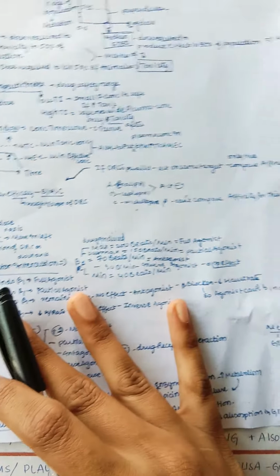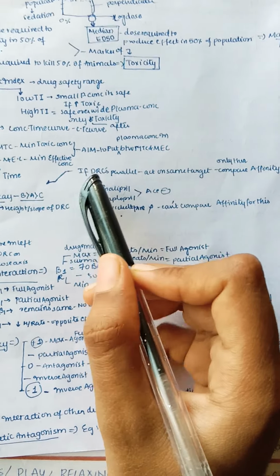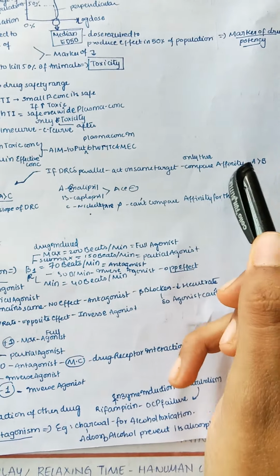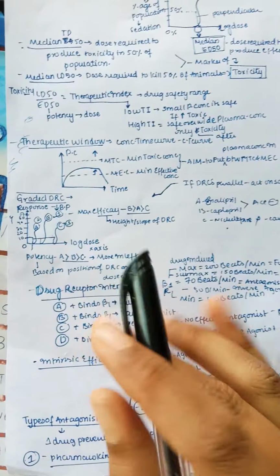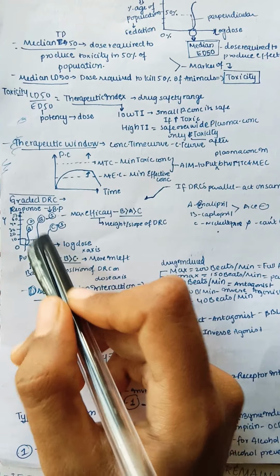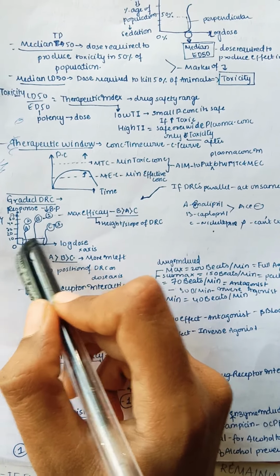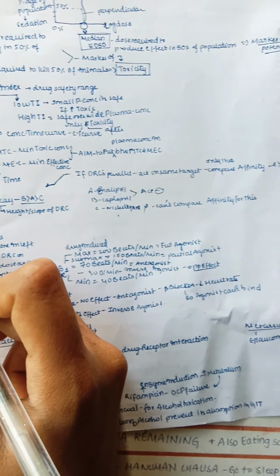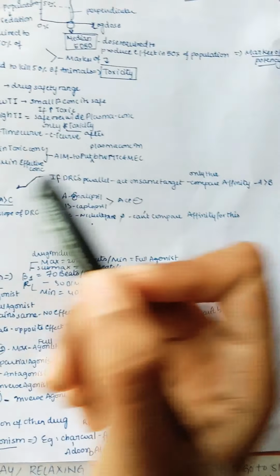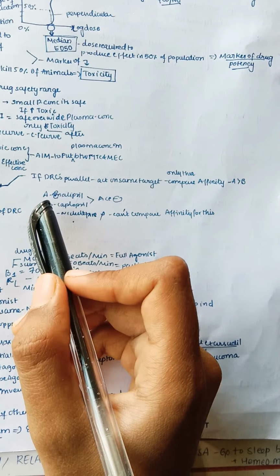So we need to understand the DRC curve. If DRCs are parallel, they are acting on the same target. Only then can we compare the affinity. For example, here you can see which are more parallel. Our A and B are parallel. So we can compare the affinity for both, but not with C because it is not parallel. Like that we need to compare the affinity.